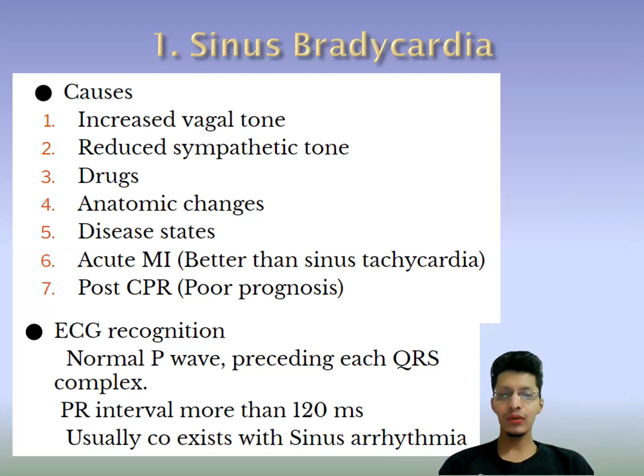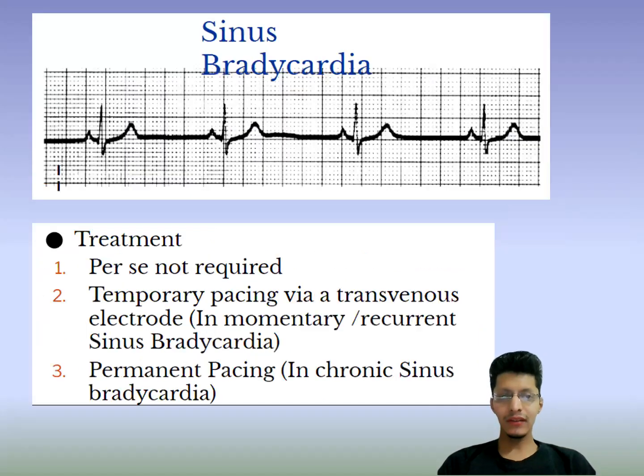How will the ECG look? There will be a normal P wave, which will be followed by a QRS complex. Okay, see, there's a normal P wave, which is followed by the QRS complex. And how many squares? We can see 1, 2, 3, 4, 5, 6, 7. So we have 7 large squares, so that indicates a bradycardia. Per se, a pacemaker is not required, but temporary pacing is done via transvenous electrodes, and permanent pacing is done in chronic sick sinus syndrome.